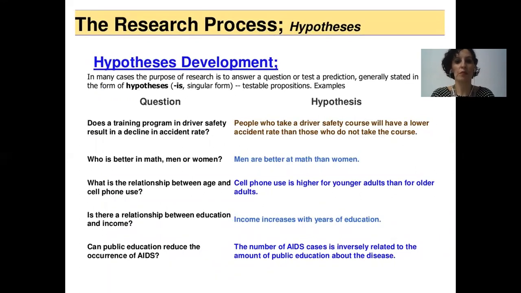So for example, these are different questions and how the hypothesis can be made. Does a training program in driver safety result in a decline in accident rate? The hypothesis can be: people who take a driver safety course will have a lower accident rate than those who do not take the course. Or for example, is there a relationship between education and income? That's the specific question, but the hypothesis is worded saying income increases with years of education. All of these have different variables that have a relationship among them and can be tested.